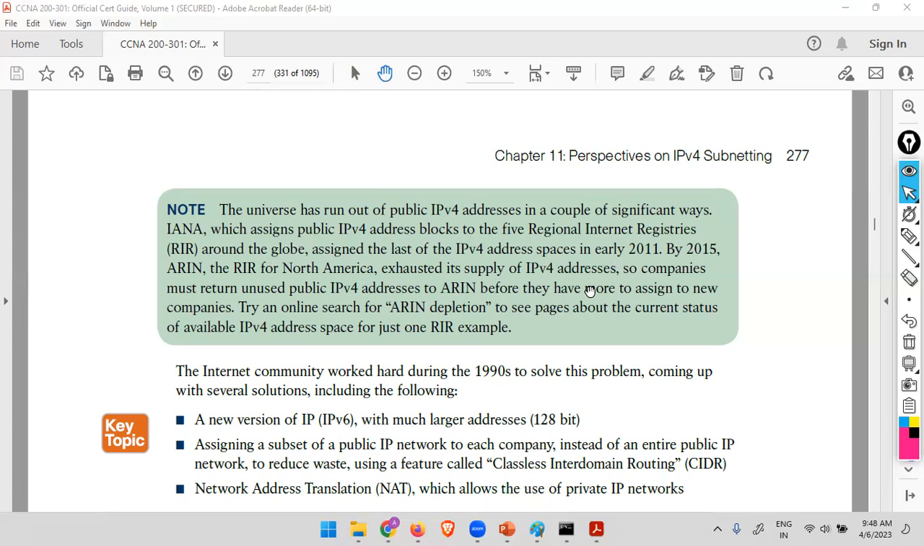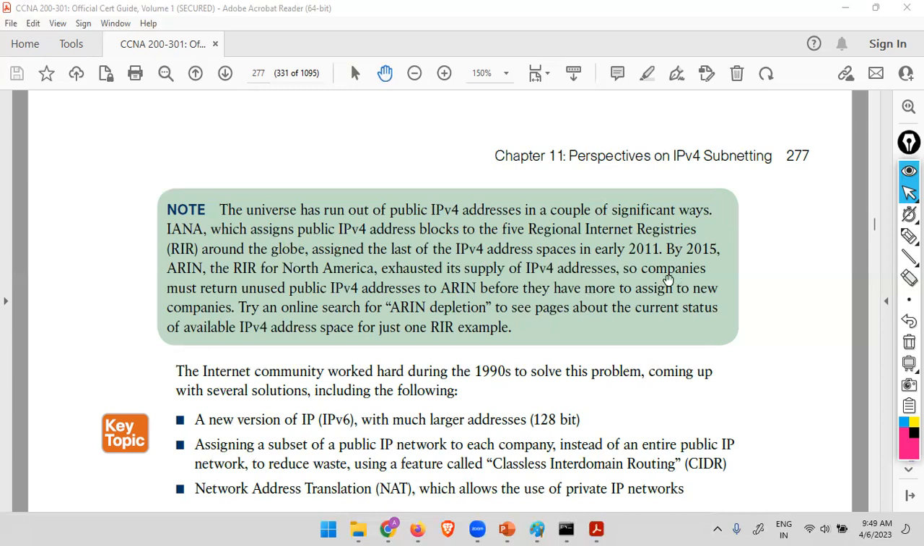Because earlier when IPv4 was designed, they didn't think that the internet would grow so fast and so big. So they assigned complete networks. Let's say in a class A network, if some company requires addressing, they will assign the whole 11.0 range, 12.0 range, like this.